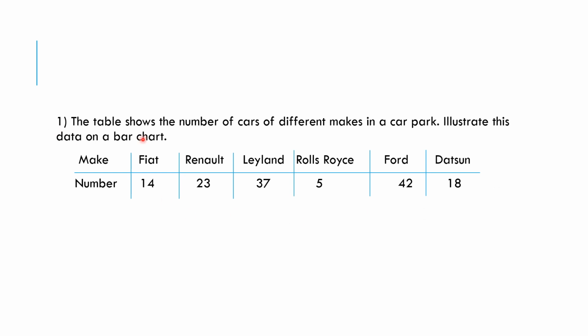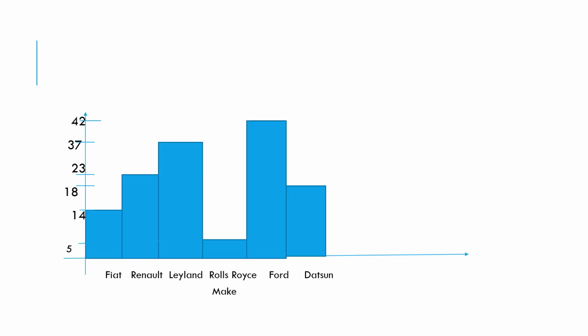Okay. The table shows the number of cars of different makes in a car park. Illustrate this data on a bar chart. Fiat 14, Renault 23, Leyland 37, Rolls-Royce 5, Ford 42, and Datsun 18. Let's illustrate this on a bar chart. This is how we can illustrate it on a bar chart.